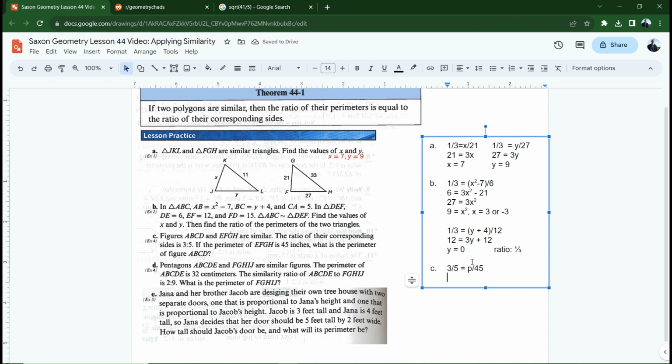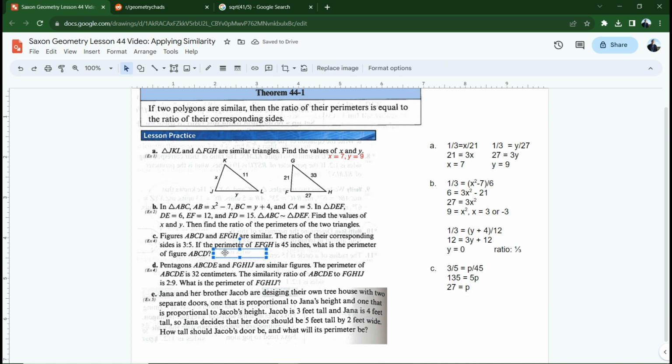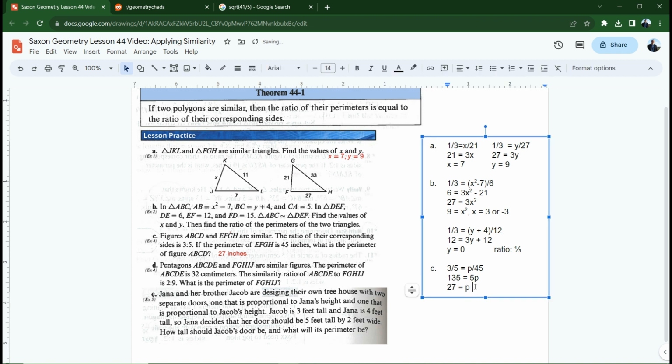3 times 45, that's going to be 135 equals 5p. And then if I divide both sides of this by 5, this is a tougher one. Let's see, 5 times 30 would be 150. This is going to be 3 less than that. So it's going to be 27 equals p. And let's see if my quick, don't want to use a calculator trick, worked. 27 inches. Yep. I forgot to put inches at the end, so I'll just write that over here. There we go.